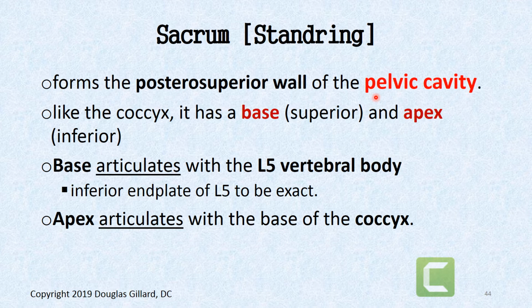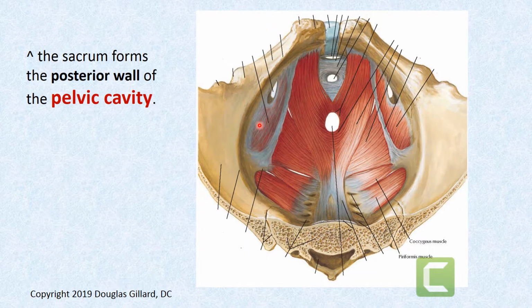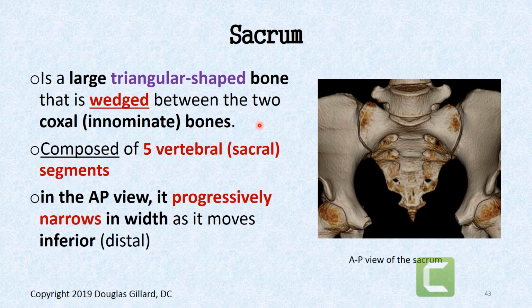We'll see it again. Like the coccyx, it also has a base and an apex, and its base articulates with L5. Its apex articulates with the base of the coccyx. Remember we said yesterday how it's kind of weird. Let's go back to it. So here's its base. Its apex is down here. Let me see if my drawing tools are working. Yep. So there's its apex, and here's its base.